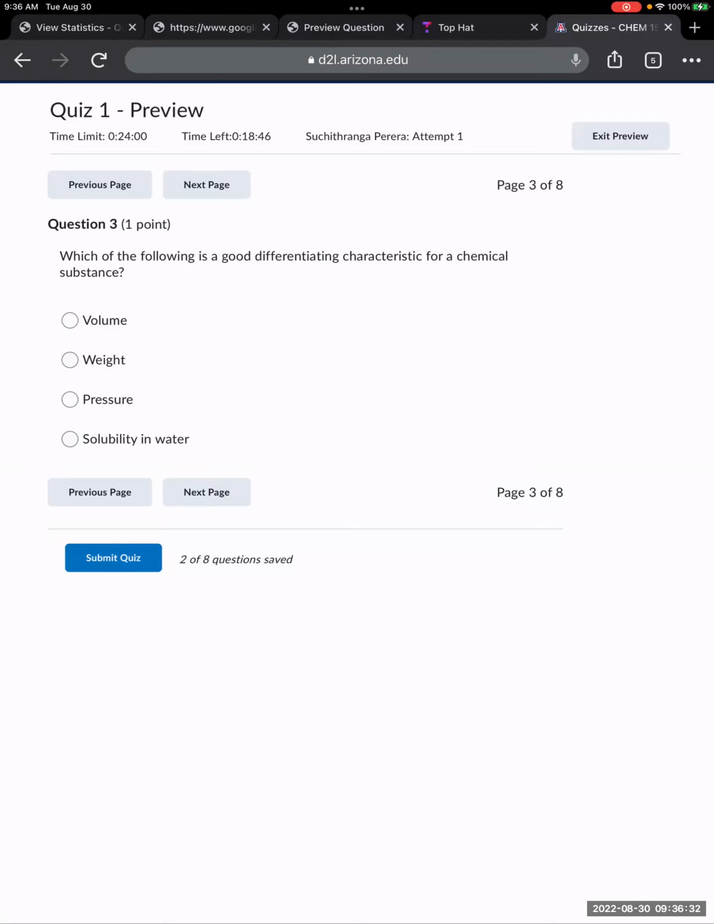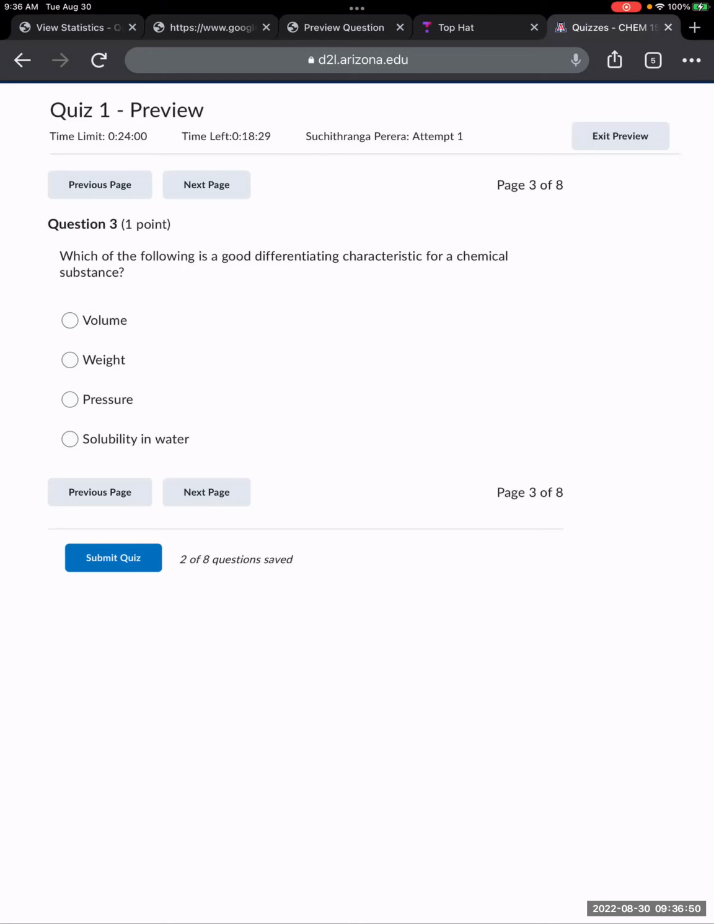Okay, that means it cannot be a system property such as temperature or pressure, because something like temperature or pressure is not unique to a given substance. You can have many different substances at the same temperature. For that reason, temperature and pressure are not unique properties, therefore you cannot use them.